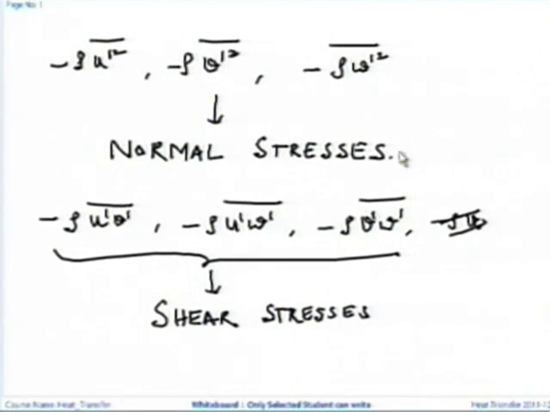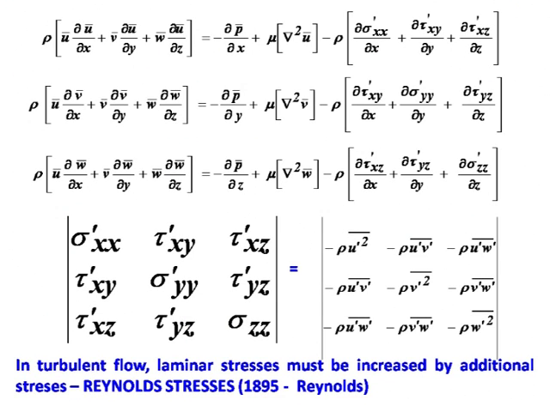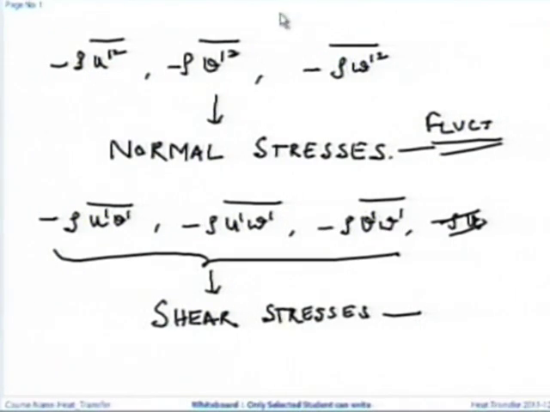These normal stresses and shear stresses now are not because of velocity gradients, but because of fluctuating components. Please remember that. These fluctuating components, are they there in laminar flow? No. They are there only in turbulent flow. This is what we need to remember and realize for the case of turbulent flow. These stresses are called as Reynolds stresses.